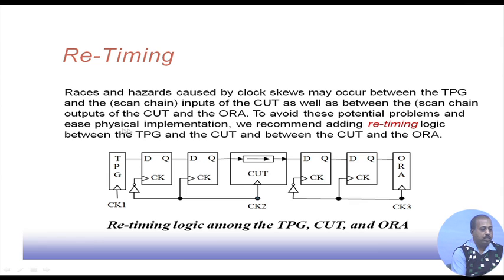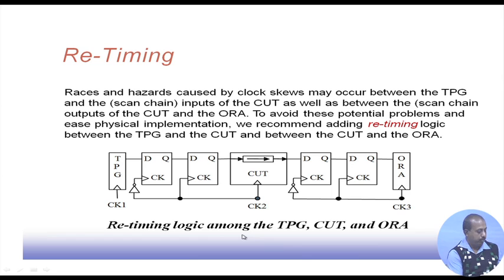So, what is done is that retiming logic is added between the test pattern generator and the circuit under test, and between the circuit under test and the output response analyzer. Even if these clocks are different and out of phase, there is a clock skew, we can think of them as three independent clocks, clock 1, clock 2 and clock 3. Two D flip flops are added to operate on clock 2, and two D flip flops are added to operate on clock 3, so that the problem of skew will not occur. This is the retiming logic that is added, which will avoid the clock skew.